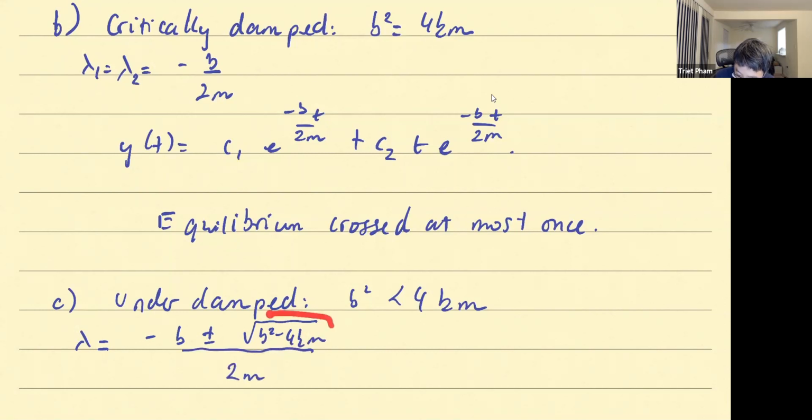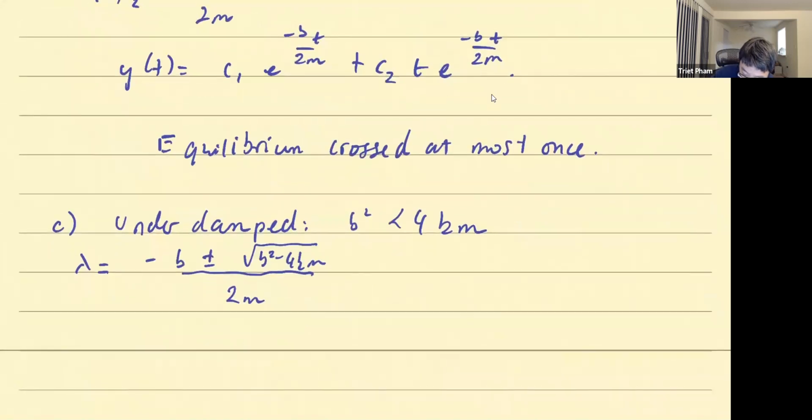So this right here will be your imaginary part. That will be the omega, well, roughly. That over 2m is the frequency for your oscillation.